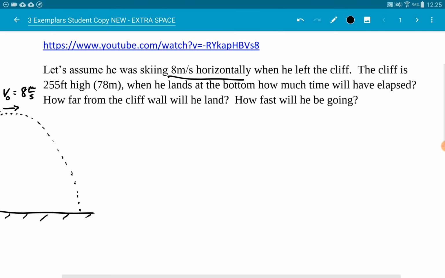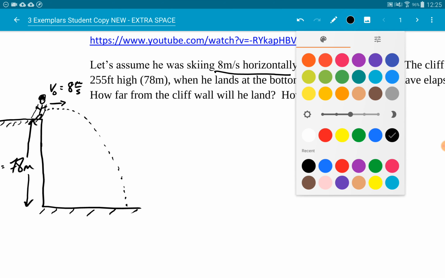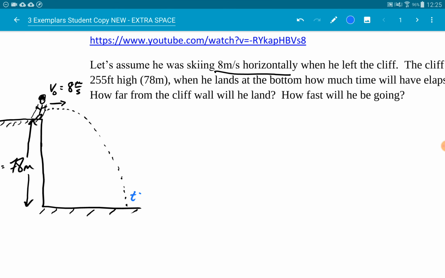When he landed at the bottom, how much time will have elapsed? So I should probably put all these in different colors here. t is a big question mark. I don't know. And then how far he landed. Well, that's a displacement in the horizontal direction. So that's the x dimension there.